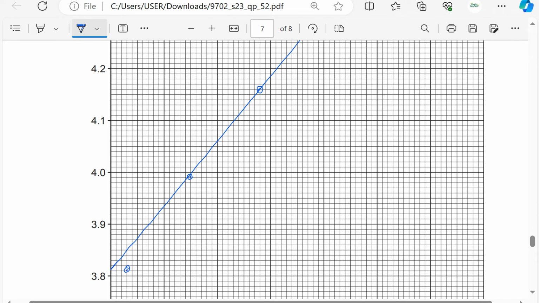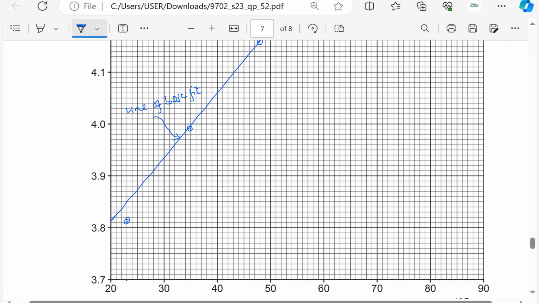So I can label this line of best fit, or best fit line. Then I'll draw the error bars. Remember the scale on the vertical is 0.01 for one small square. The first error bar was 0.03. So I'll add 3 at the bottom, 3 at the top. So 1, 2, 3, then 1, 2, 3 on the top.